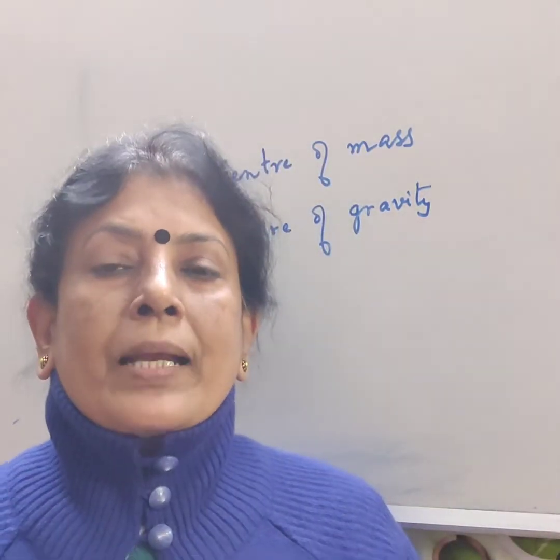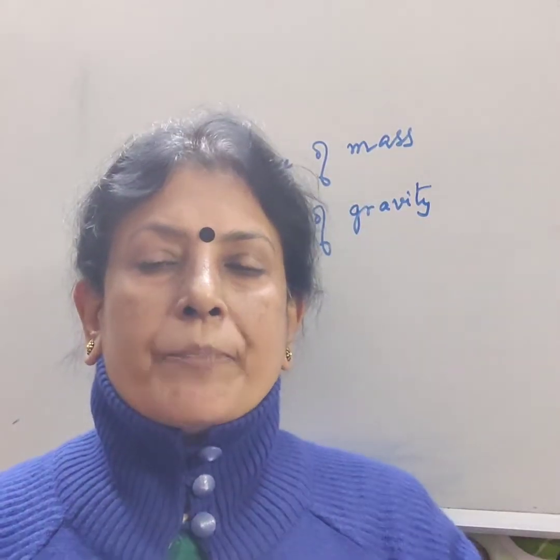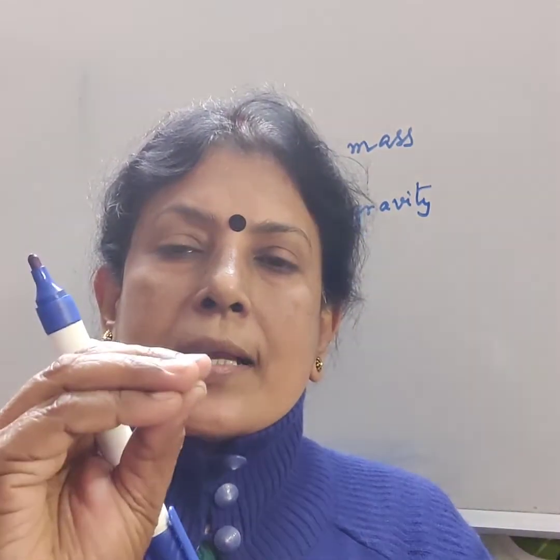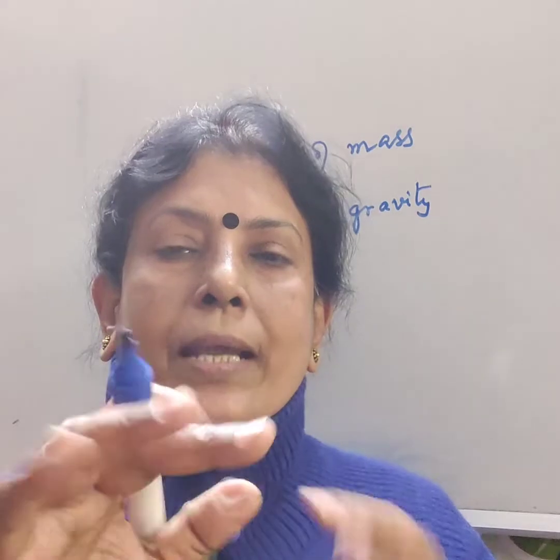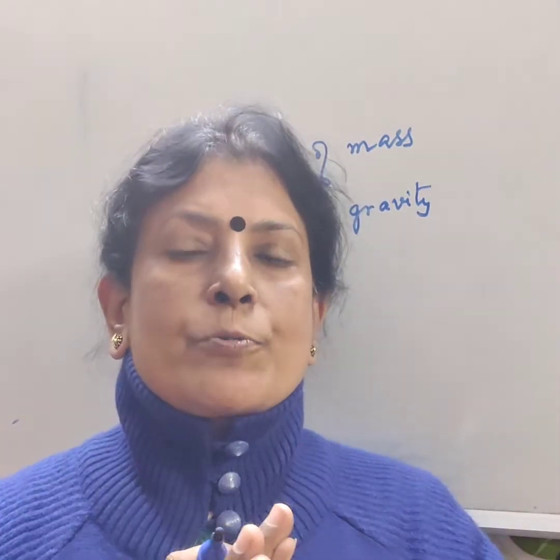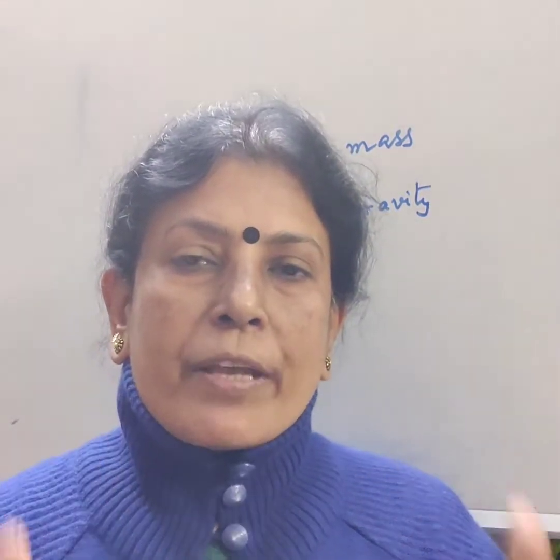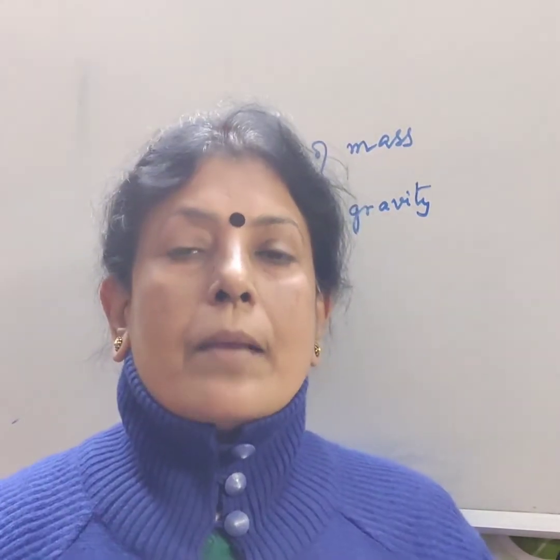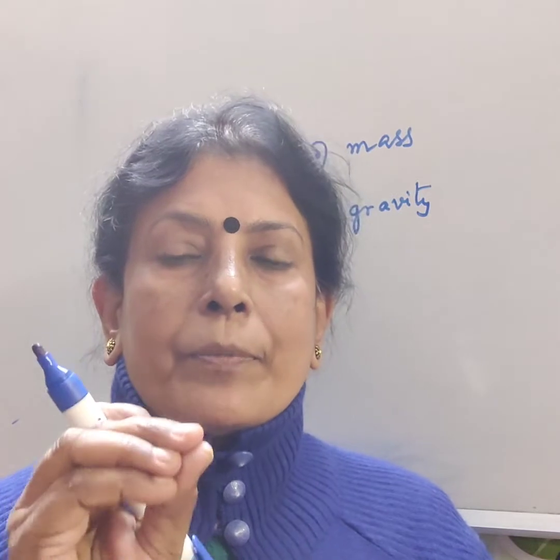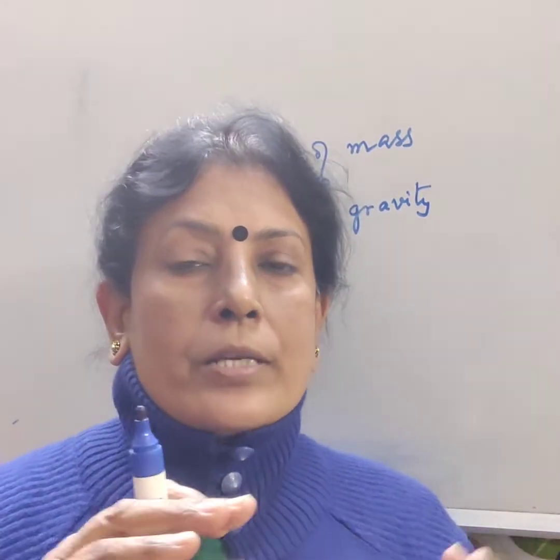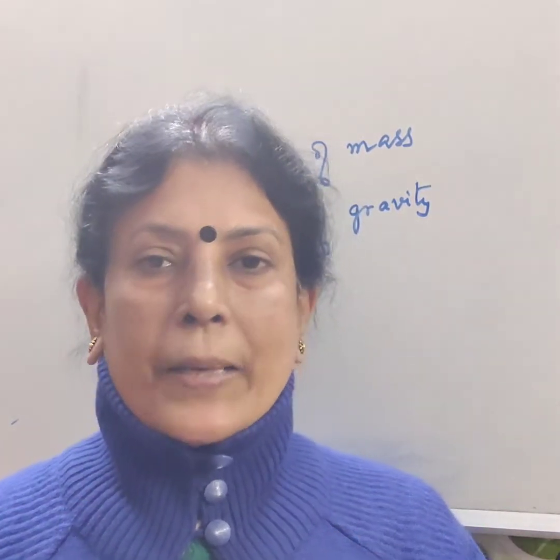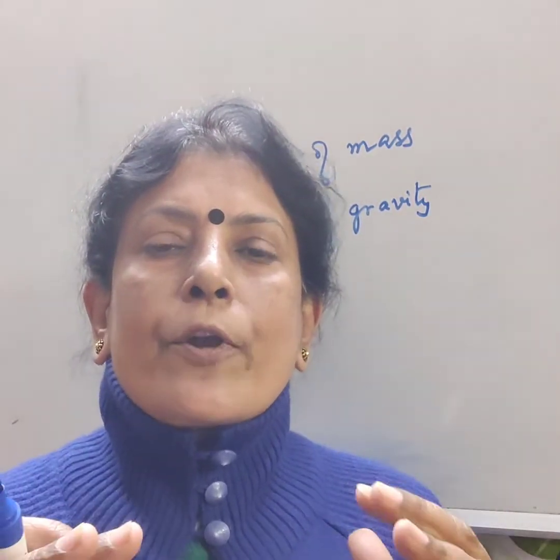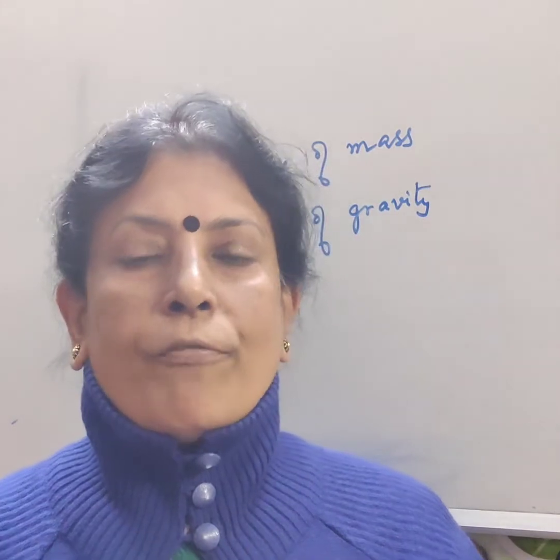What does it mean? Let us consider a spherical object. The geometrical center of that spherical object is the center, and around the center all masses are equally distributed. So in case of a spherical object, its geometrical center is called the center of mass. Why? Because this is the mean location of distribution of mass in space. Similarly, in case of a triangular object, the centroid is defined as the center of mass.